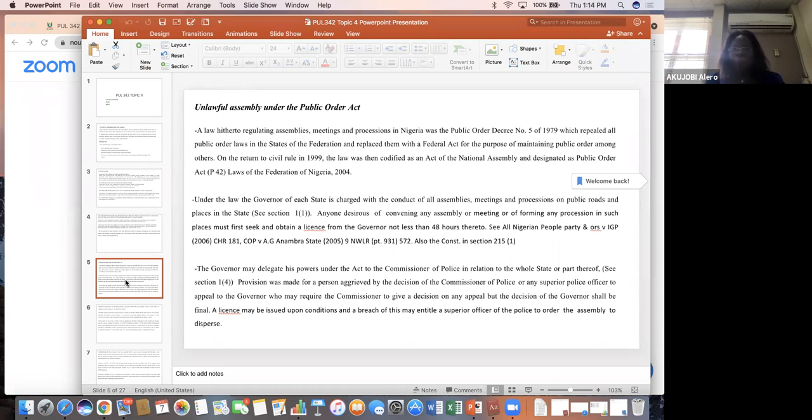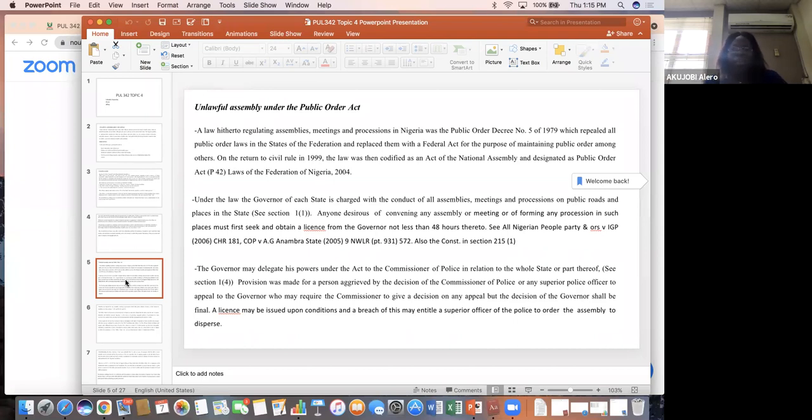2004, now 2011. Under the law, the governor of each state is charged with the conduct of all assemblies, meetings, and processions on public roads and places in the state. Note, it is the governor that is mentioned under the provision, not the police officer, not the commissioner of police. So anyone desiring to convene any assembly or meeting or to form any procession in such a place must seek and obtain a license from the governor not less than 48 hours prior. Now, this is what we're talking about. Agreed that the governor is in charge of the conduct of assemblies, meetings, and processions on public roads and places.